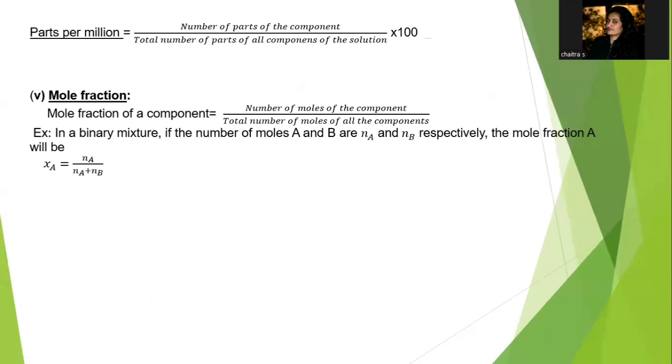The parts per million equals the number of parts of the component divided by the total number of parts of all the components of the solution, multiplied by 100.